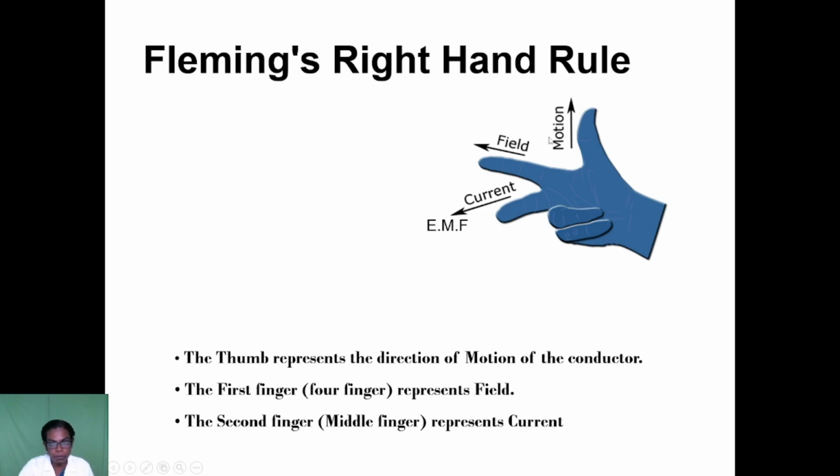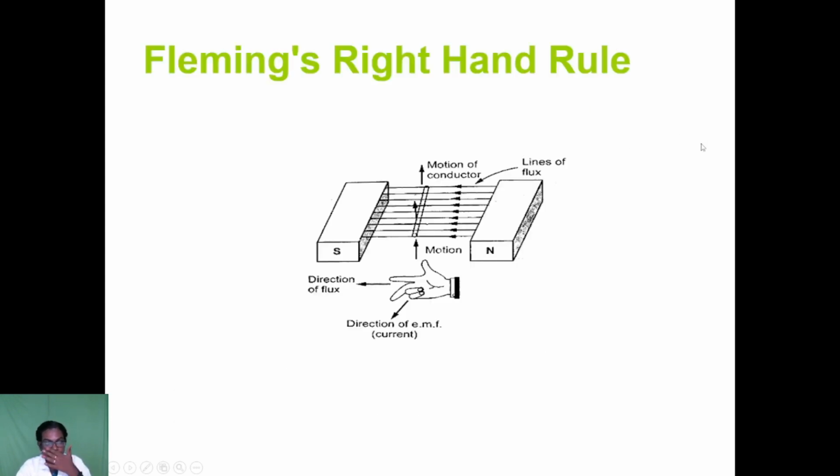Fleming's right hand rule. The three fingers show the generator principle. The thumb represents the direction of motion of the conductor. The forefinger represents the field, and the second finger, the middle finger, represents the current.